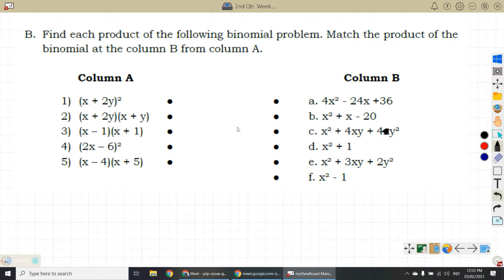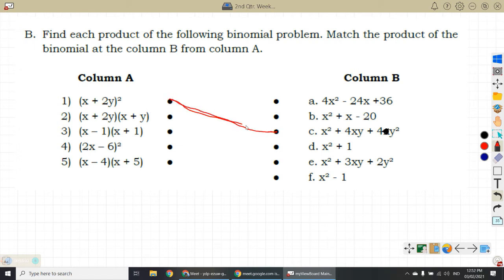Ayan, binura ko lang yun kasi mali yun eh. Nagkaroon ng X dun eh. So, anong answer sa number 1? X plus 2y times X plus 2y. Letter C. Of course, that is letter C. Binura ko na nga eh.